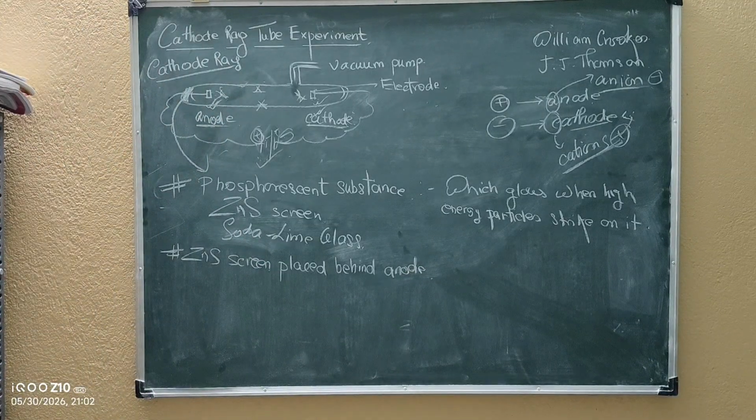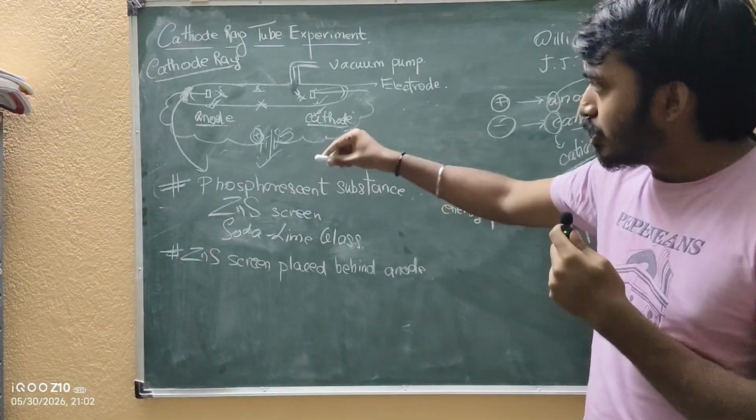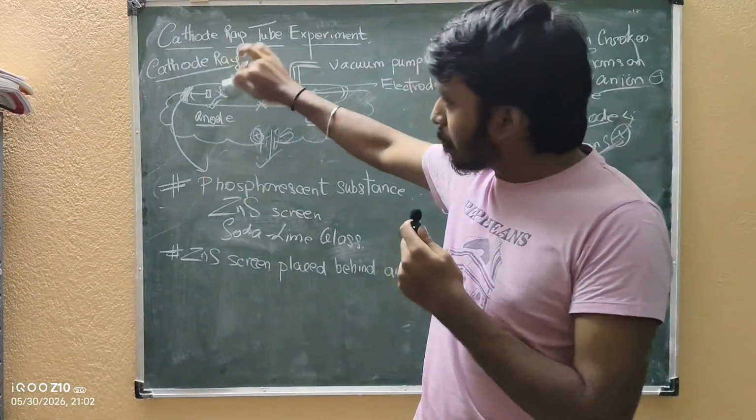Now it has been placed behind the anode, but that's not the only point I'm dealing with. Why? Because it is placed behind the anode, but if the anode is in front, just now I was talking that if the zinc sulfide was here, then what would have happened? It would have obstructed the flow of current.